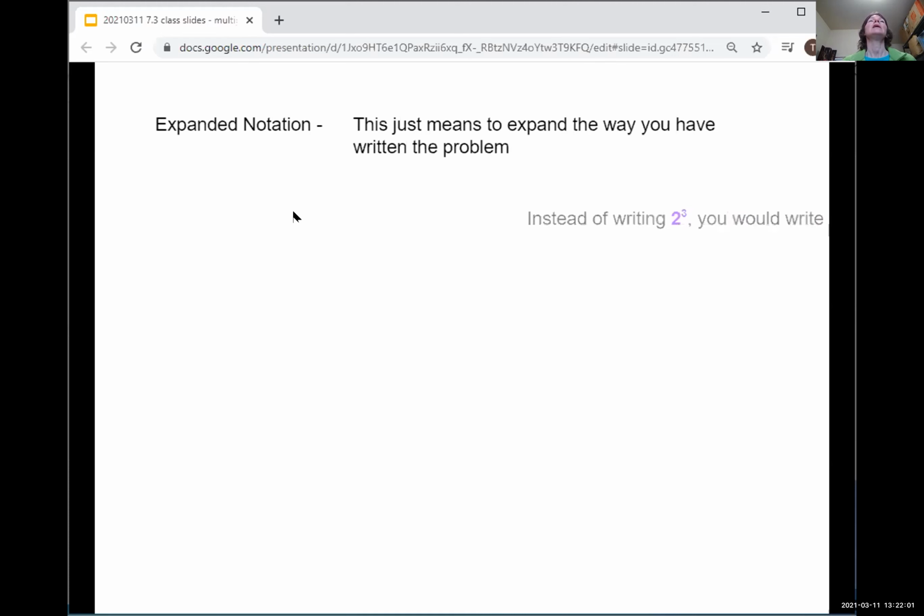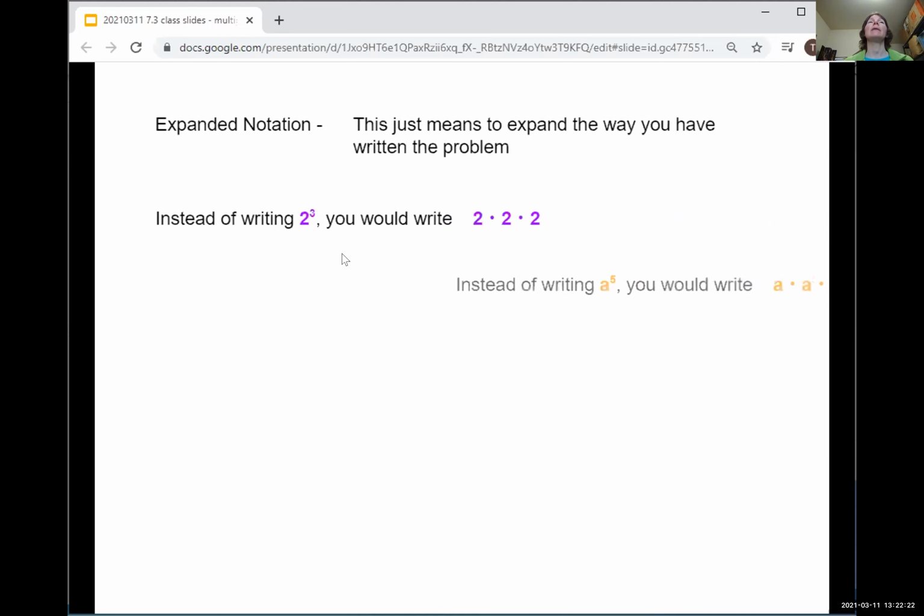So if you were going to write 2 cubed right here, 2 to the 3rd power, instead, in expanded notation, you would write each of the 2's multiplied by each other. So you write the same number of 2's multiplied together as the exponent indicates, right? 2 times 2 times 2, 3 2's. And it's the same way with variables. If you had a to the 5th and you expanded it, you would have 5 a's multiplied one to the next.